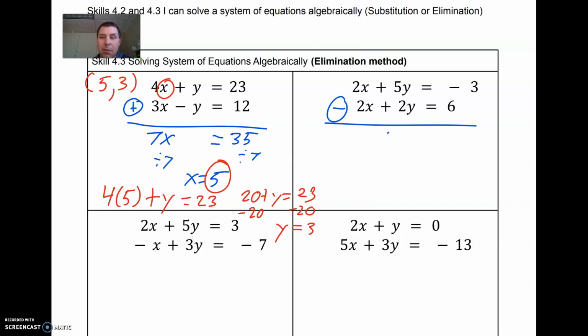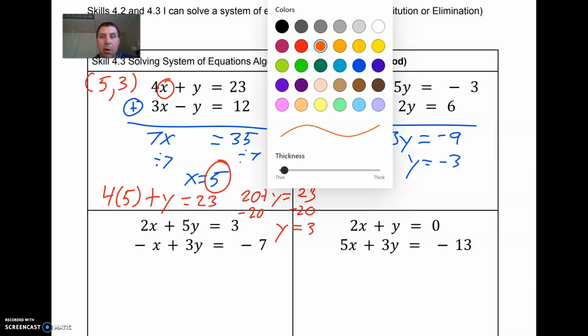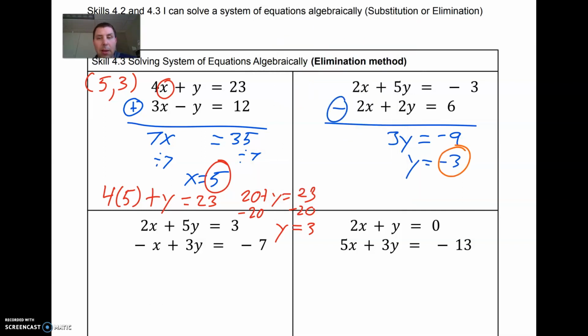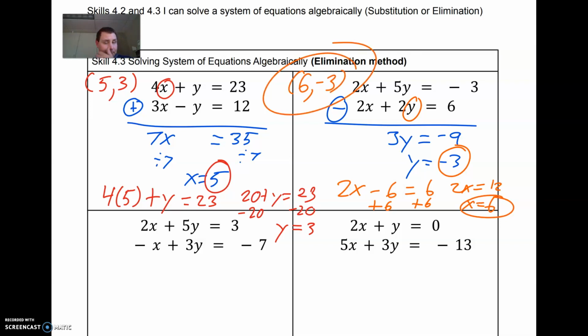5y minus 2y, which is 3y. Negative 3 minus 6, which is negative 9. And then I've eliminated x. I divide by 3. Y is equal to negative 3. And then we do the exact same thing. We are going to replace the y with negative 3. It doesn't matter which equation. I'm going to plug it into the second one. So that's 2x plus 2 times negative 3, which would be negative 6, equal to 6. Add 6. And now we divide by 2. And x equals 6. So we have our answer 6 and negative 3 as our solution.